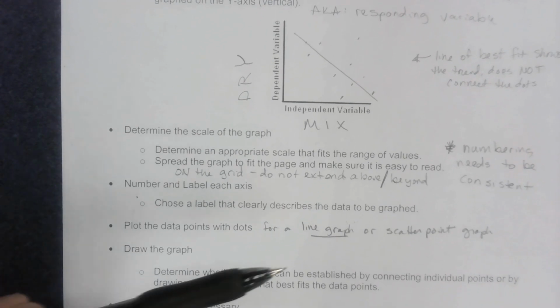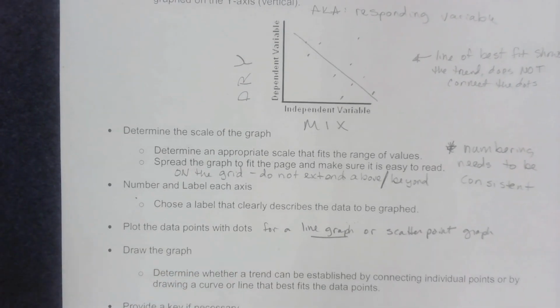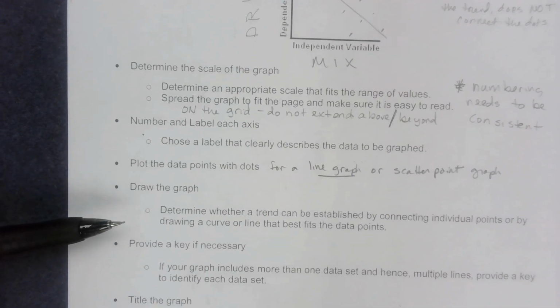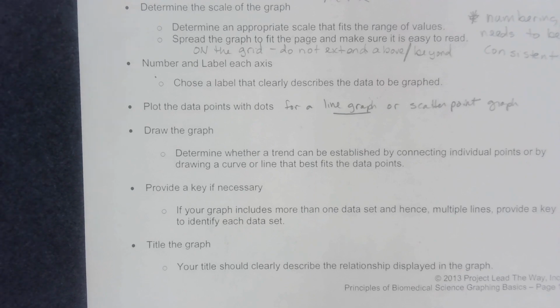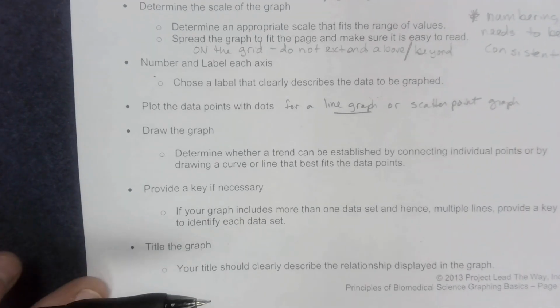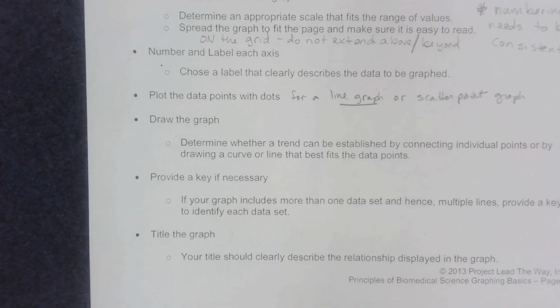Plot data points with dots for a line graph or a scatter point graph. If you're using a bar graph, obviously we're going to put bars on there, but most of this is generally speaking for line graphs. Plot the graph. Provide a key if necessary. Title the graph. Title would be a very good thing. And you can just say versus, so volume over time, or volume versus time, or time versus volume. That's fine as well. But ideally, think of it kind of like a title of a book so that you're sort of telling whoever's looking at that graph what's going on there. A lot of times, people that are looking at graphs have not done the experiment, so they have no idea what that data means. So give them a title that's going to tell them what's going on.